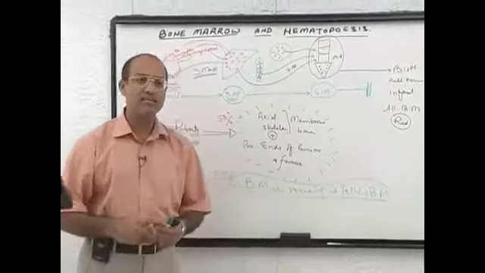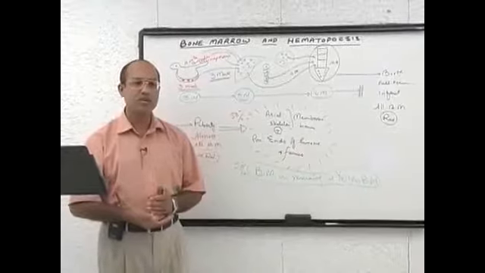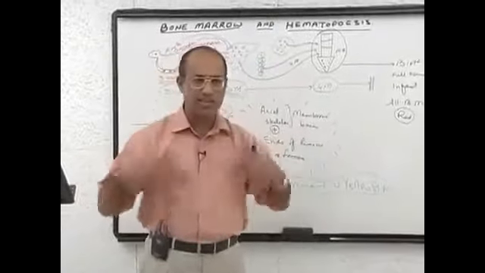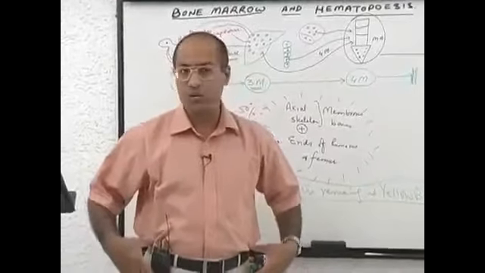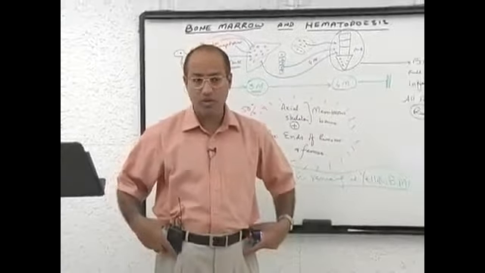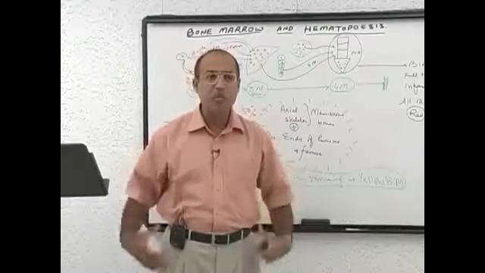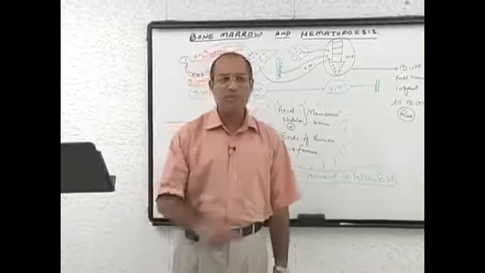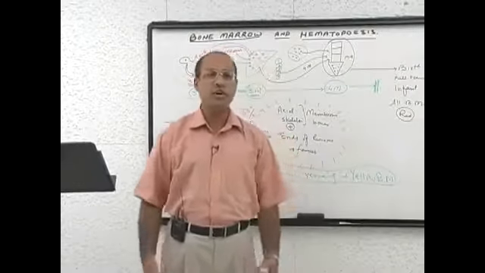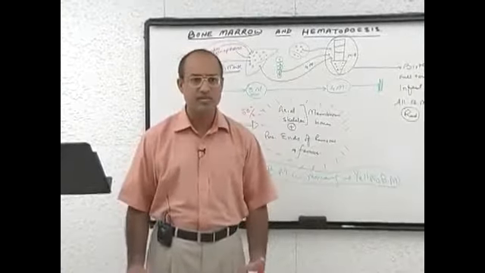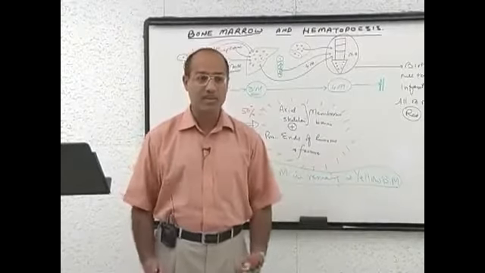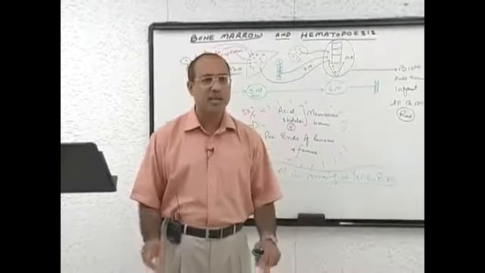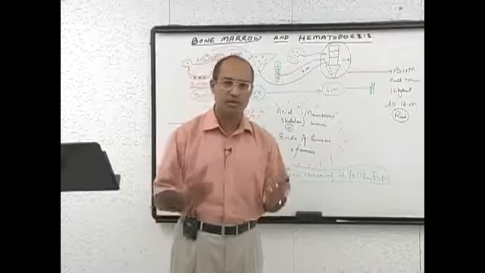So what do we learn? We learn that hematopoietic activity remains limited in an adult only to the axial skeleton and the ends of the long bones, especially the proximal ends. The remaining bone marrow converts into yellow bone marrow. But one point is very important: if there is a need for excessive hematopoietic activity, then yellow bone marrow has the capacity to be reactivated, and it may convert into red bone marrow.